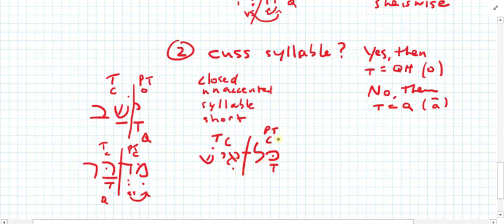So this is closed, and because it's not tonic, it is unaccented. My symbol here is in a qas syllable. That means it must be what? That's right, it must be qames-hatup, which is short O. So I'm going to pronounce this as kol ish, kol ish, every man in Hebrew.